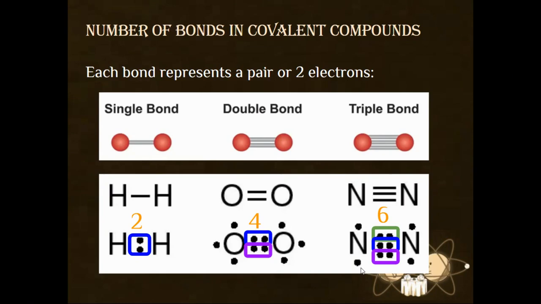Each bond is going to represent a pair of electrons, or 2 electrons. A single bond will hold 2 electrons, double bonds will hold 4, and triple bonds will hold 6. Sometimes you are going to need to connect with more than one line. Not all the time, just sometimes.